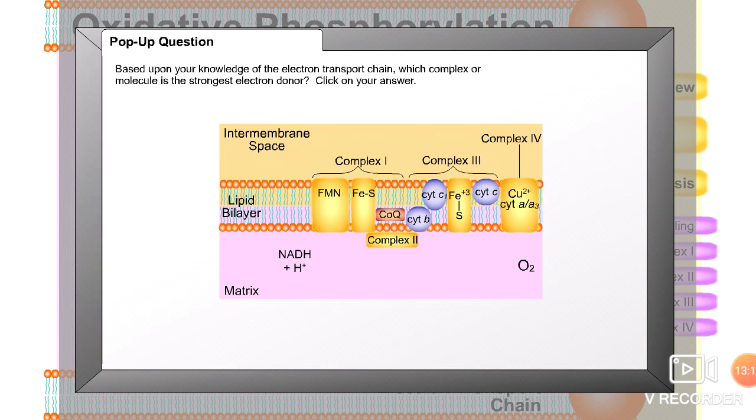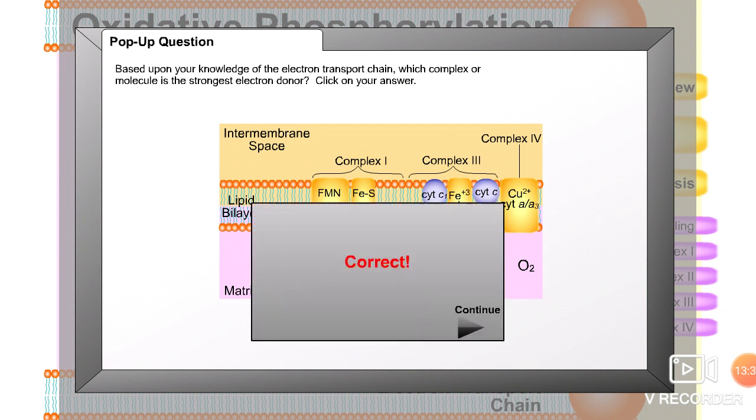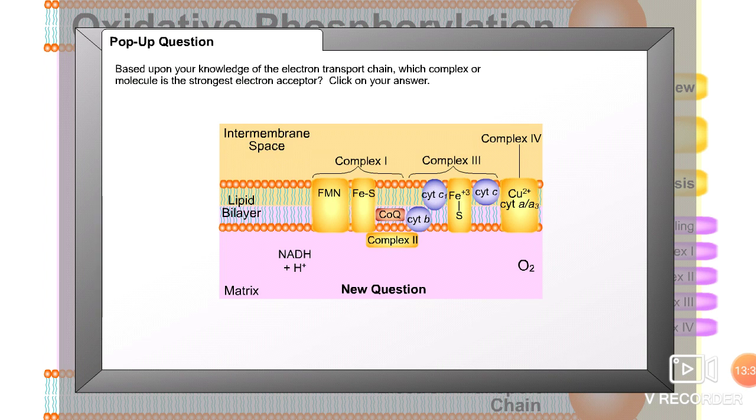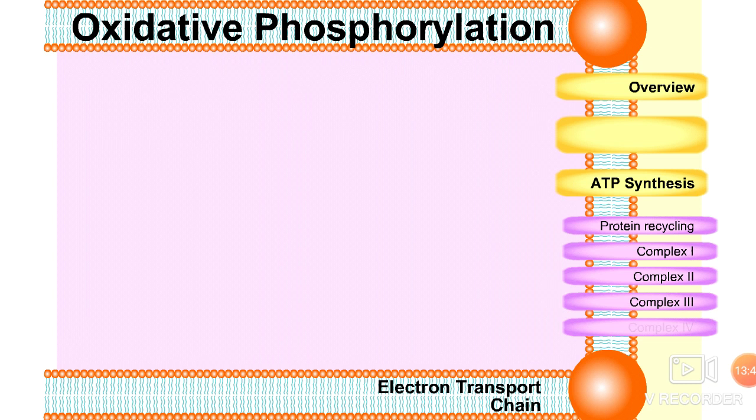Here is a pop-up question based upon your knowledge of the electron transport chain. Which complex or molecule is the strongest electron donor? Here the strongest electron donor is NADH. Yes. And based upon your knowledge of the electron transport chain, which complex or molecule is the strongest electron acceptor? Obviously oxygen. Yes.